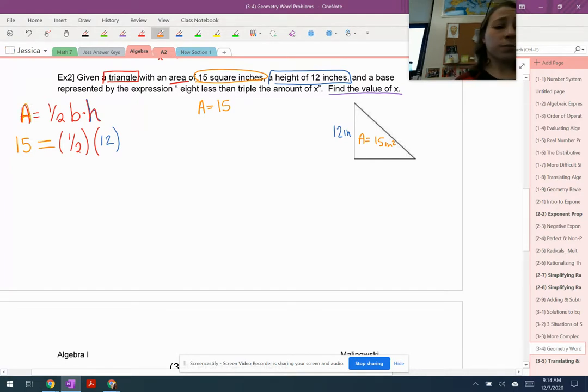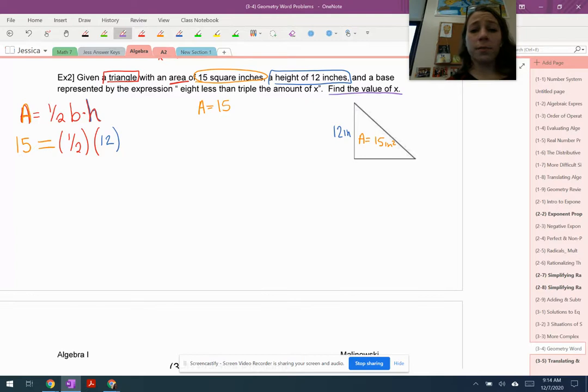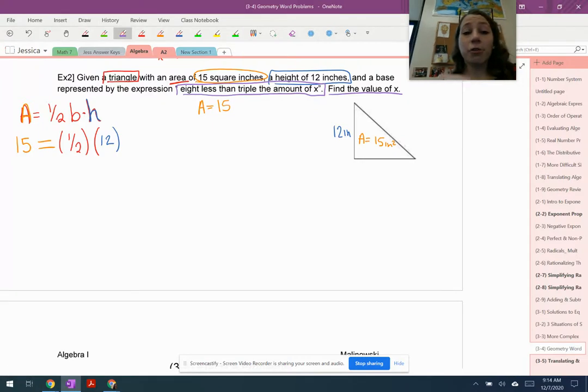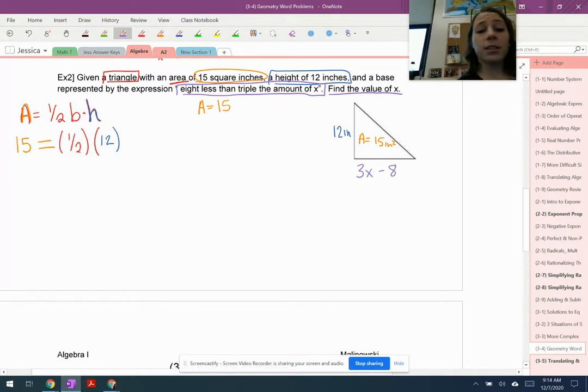And then the base, 8 less than triple the amount of x. So that 8 less has to come at the end because remember, minus 8 is at the end. Triple the amount of x would be times 3. So 3x minus 8 is what's going in for my base.